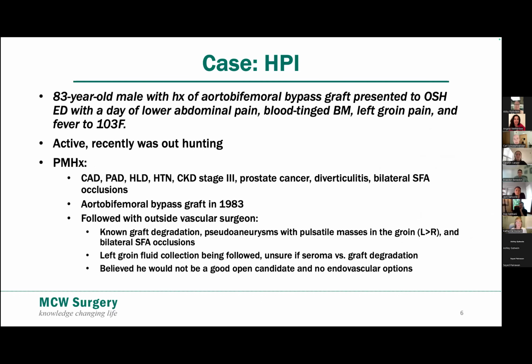And he had that done in 1983 and had been following with an outside vascular surgeon for known graft degradation, pseudoaneurysms, and bilateral SFA occlusions. And there was a left groin fluid collection that was being followed. However, the vascular surgeon was unsure if this was a seroma or graft degradation. Nonetheless, he believed that this patient would not be a good open candidate and did not see any feasible endovascular options, so he was just monitoring him.